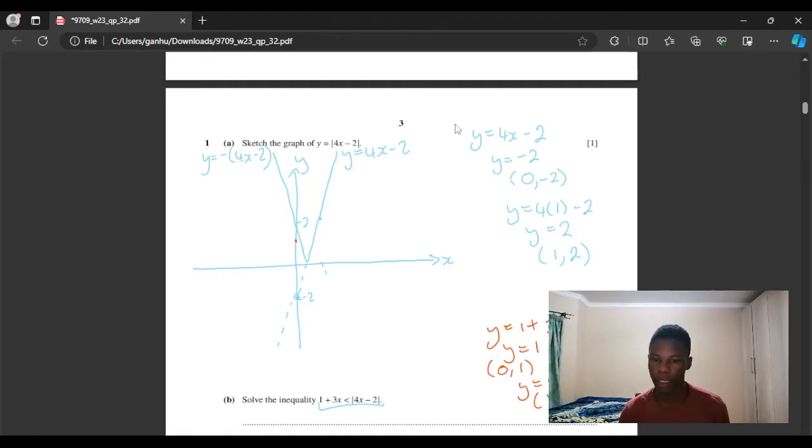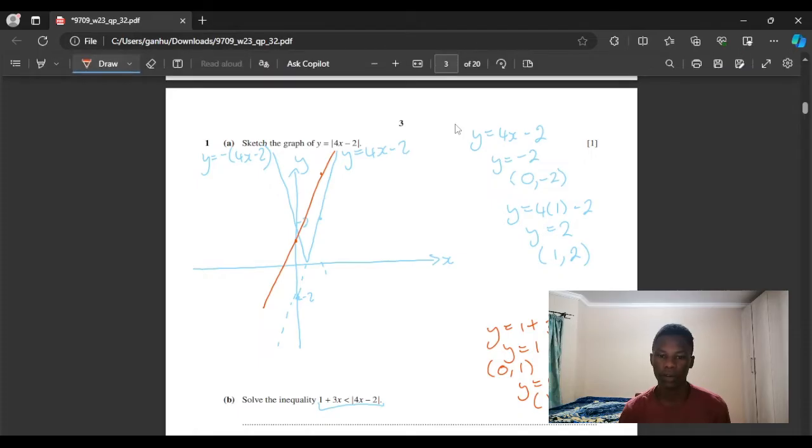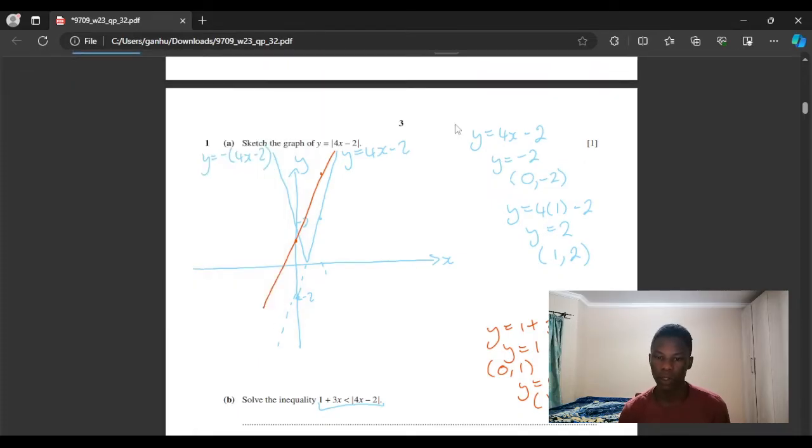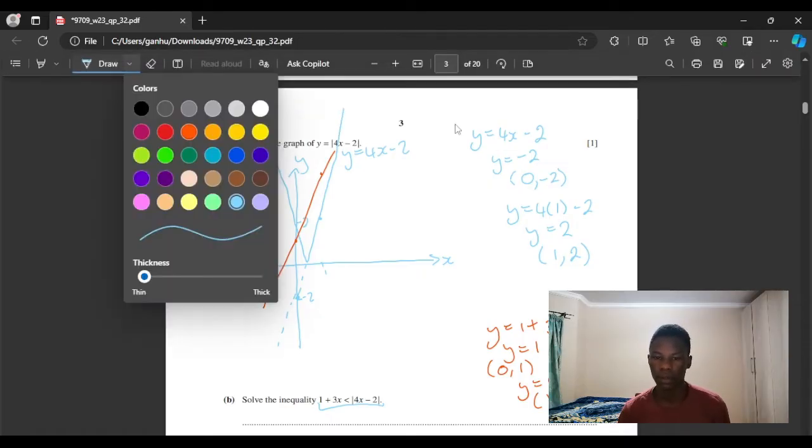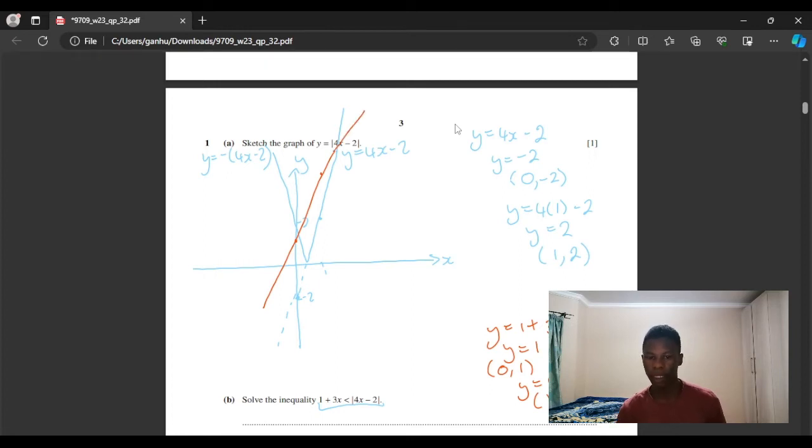0, 1 is somewhere here. And then we also have the point 1, 4. 1, 4 would be somewhere here. And now we draw a line through our points. And let's just extend our blue graph so that we see the other point of intersection. Okay, so this is our line y equals 1 plus 3x.